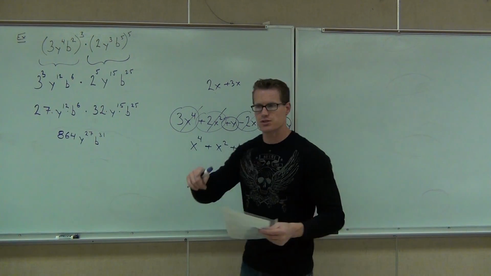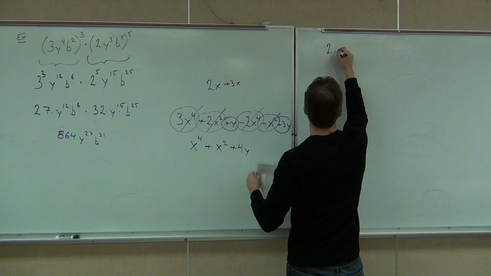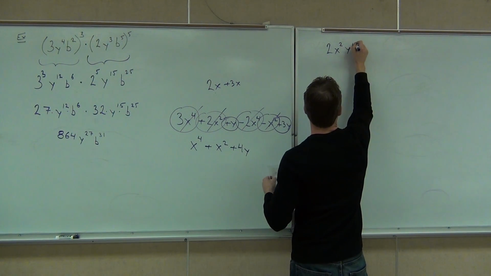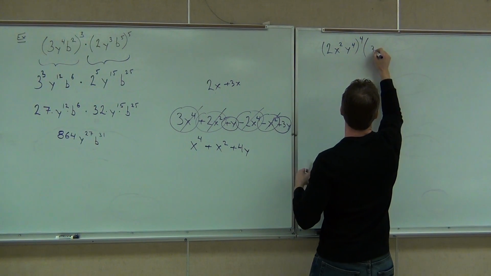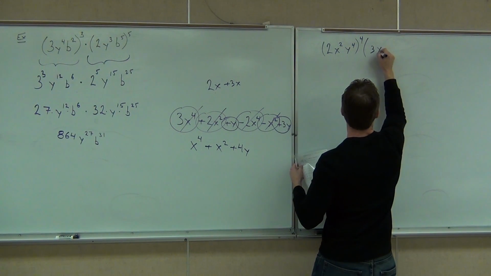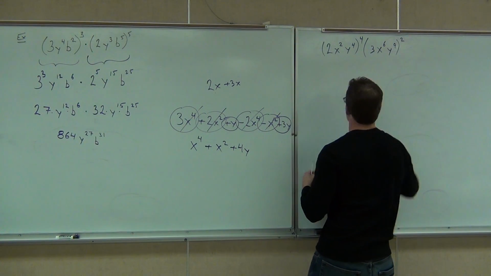Let me write the problem on the board so you guys can start, and I'll answer your question here real quick. So 2 x squared y to the fourth. There you go.